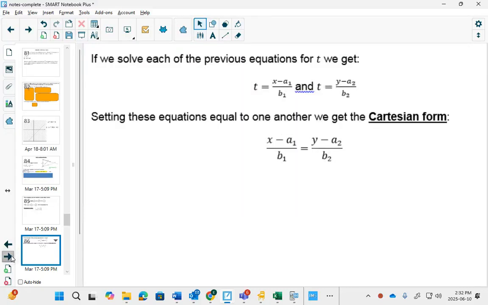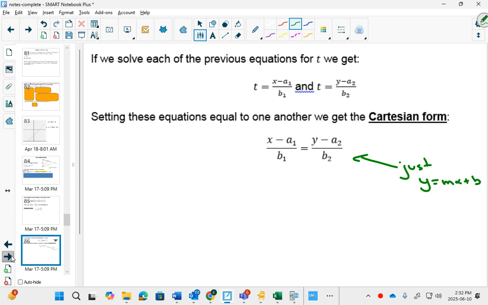We could also take both of those parametric forms and get the t by itself and make the one equation equal the other equation. And this is called the Cartesian form, which if you decide to rearrange it, is just y equals mx plus b. Which is kind of cool.